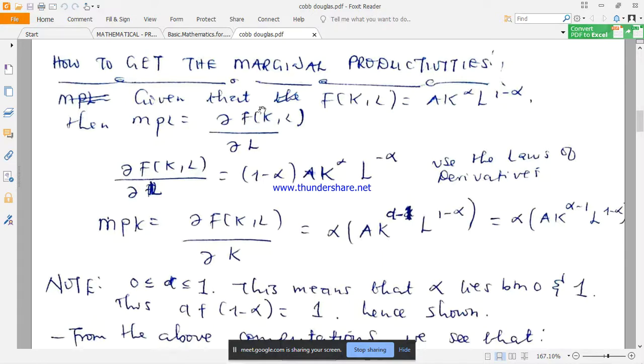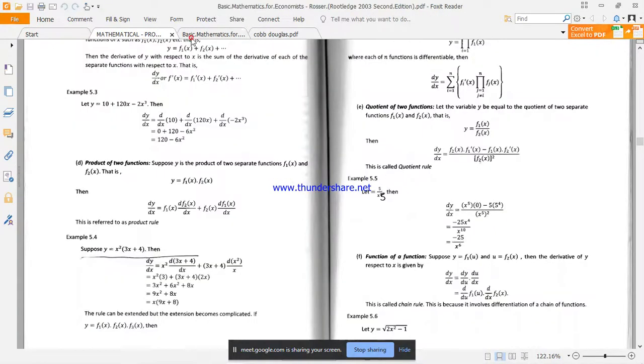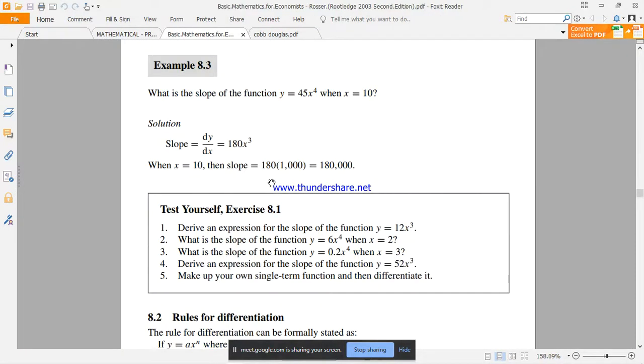So this is the application of derivatives, or the application of slopes, or the application of differentiation. This is how we apply it.